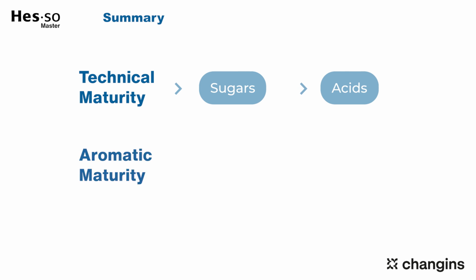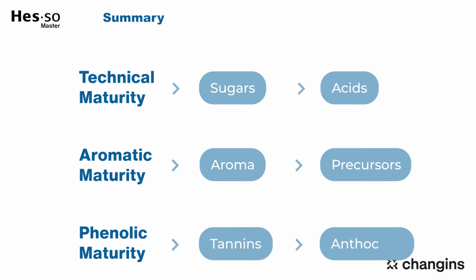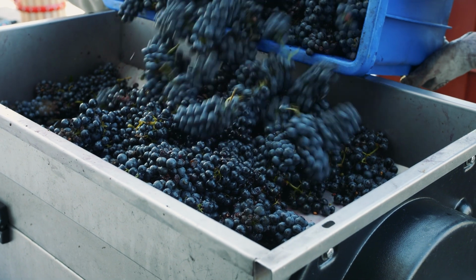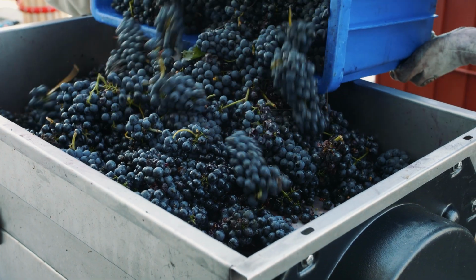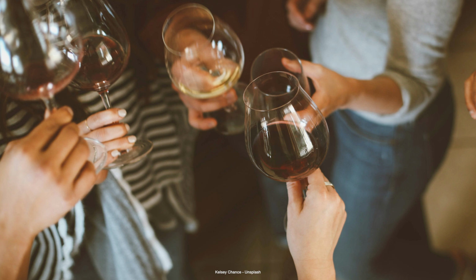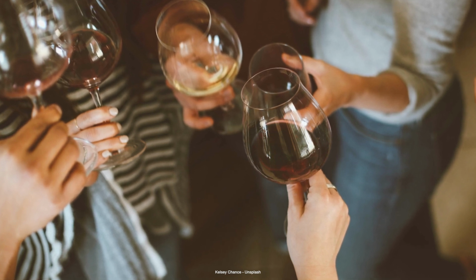To summarize, technical maturity focuses on sugars and acids, aromatic maturity on aroma compounds and their precursors, and phenolic maturity on tannins and anthocyanins. Understanding how these different types of maturities evolve helps us choose the optimal harvest moment for the intended wine style. And ultimately, the objective remains the same: crafting wines that truly seduce wine lovers.